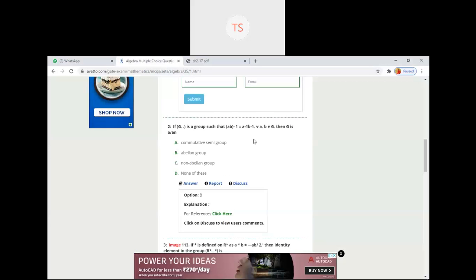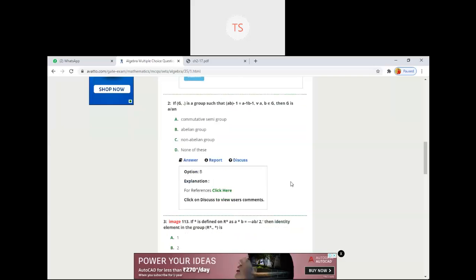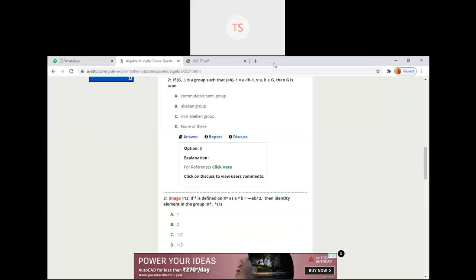Ma'am, so here the correct option is that G is an abelian group. Okay. Next example.